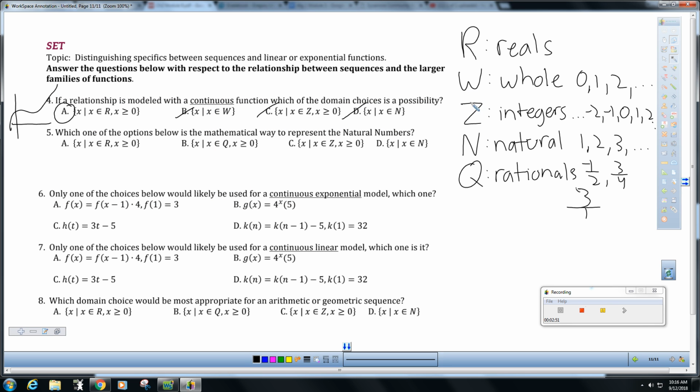Okay, then in number 5, which is the mathematical way to represent the natural numbers. So like we just went through, natural numbers are represented by N, so we get choice D.